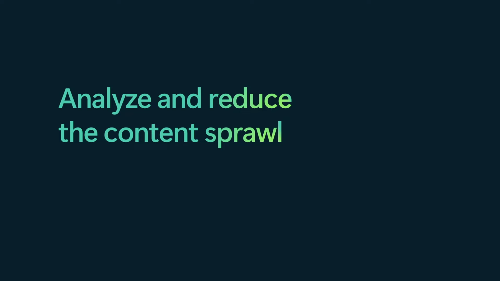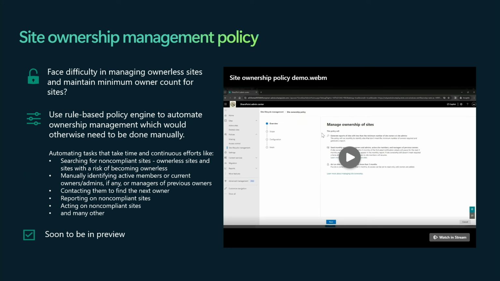Okay, so the first area is analyzing and reducing content sprawl. This is a really important area because you need to be able to control your content. As of right now, many of our documents are created by an owner, because someone has to create that document. The issue is that once that document or site is created, lots of things could happen where the owner moves away and the content becomes ownerless.